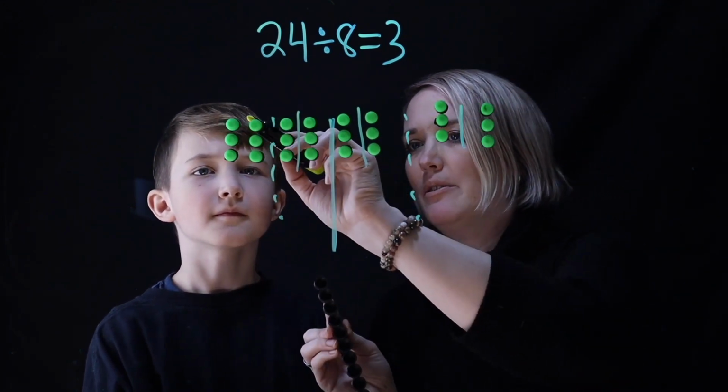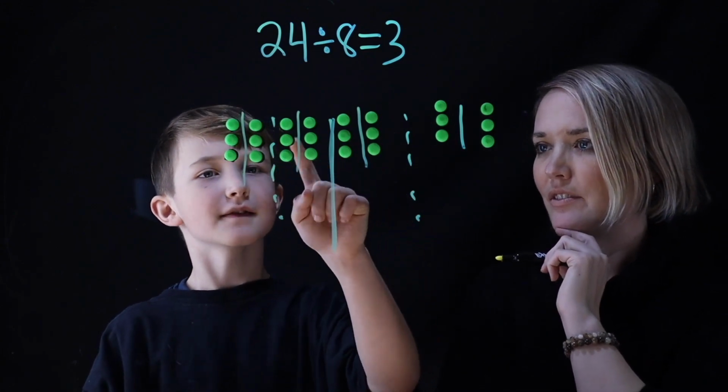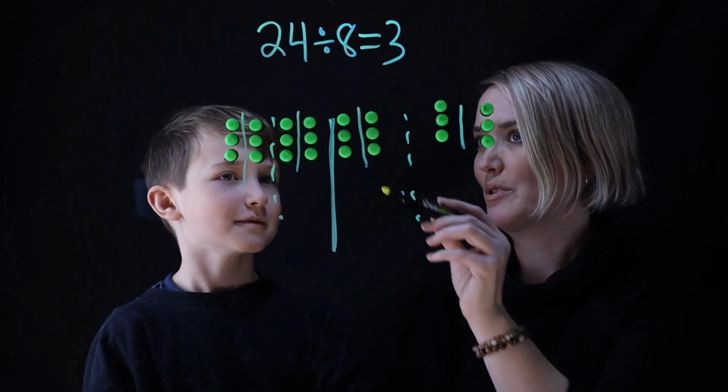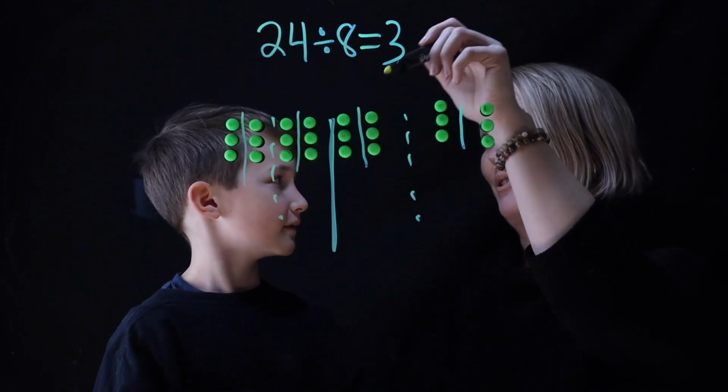Now, check out how many groups you have. We have 1, 2, 3, 4, 5, 6, 7, 8. 8 groups. So 24 into 8 equal groups equals 3, because there's 3 in each group.